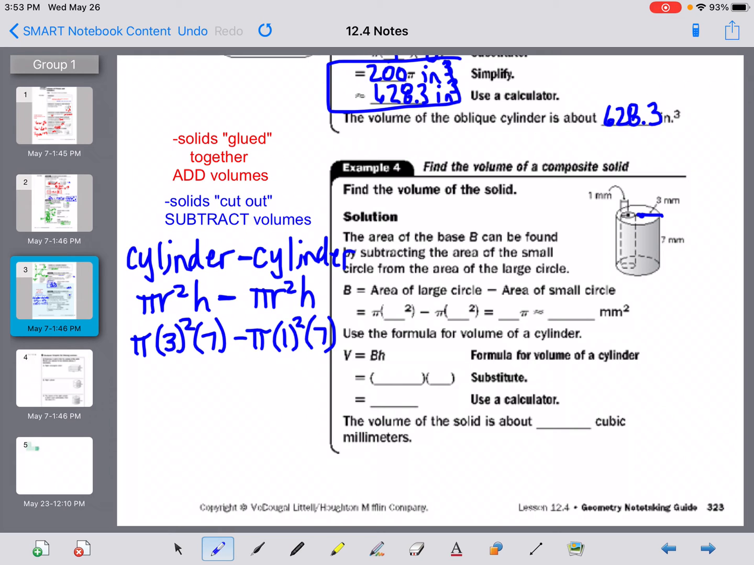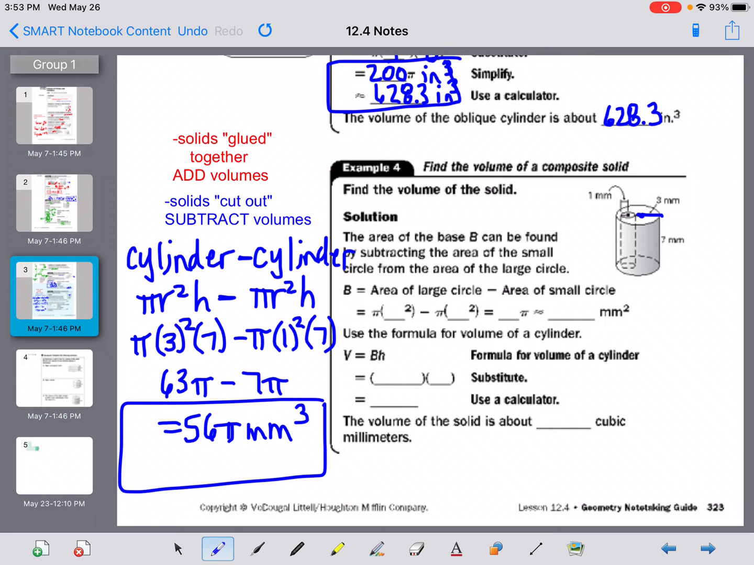So 3 squared is 9, 9 times 7 is 63 pi. Over here, 1 squared is 1 times 7 is 7 pi. Because they're both in pi, it makes it easy. 63 pi minus 7 pi gives me exactly 56 pi millimeters cubed. Okay, that's my exact answer. And as a decimal is about 175.9 millimeters cubed. Okay? Leave it in terms of pi as long as possible.